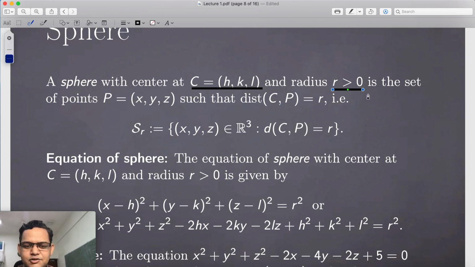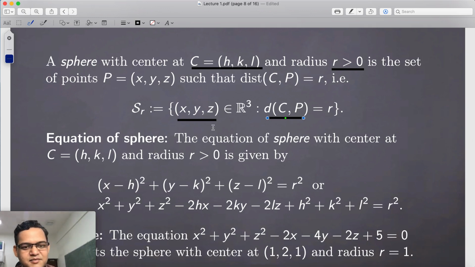So what you do is you look at all the points x, y, z in the space such that their distance from the center is exactly r. So you are fixing a point in this space, and then looking at all the points in this space which are at distance r from this point. If you collect all such points, that thing is called the sphere. Try to visualize it.